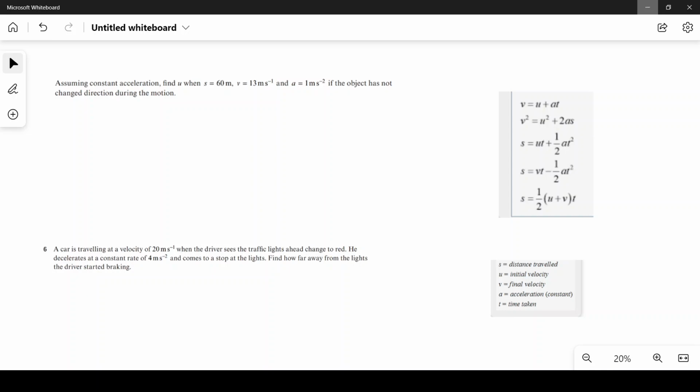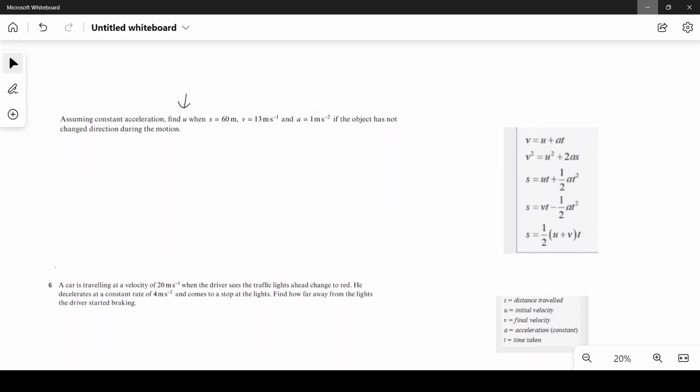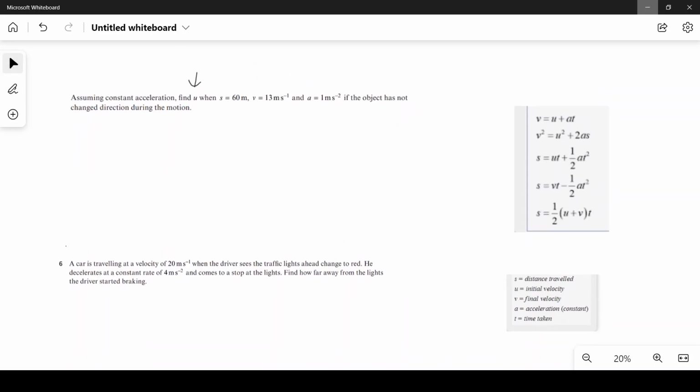Okay, find initial velocity, which is u, when displacement is 60, velocity is 13, acceleration is 1, if the object has not changed direction during the motion. So this is how I was taught to do it, and I feel like it's one of the best ways to do it.